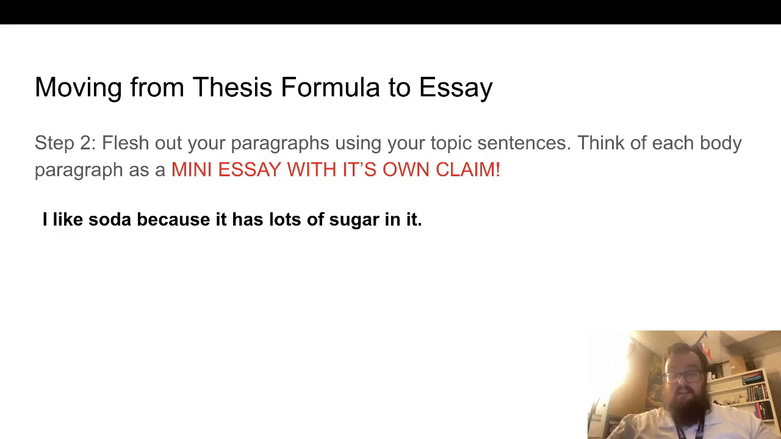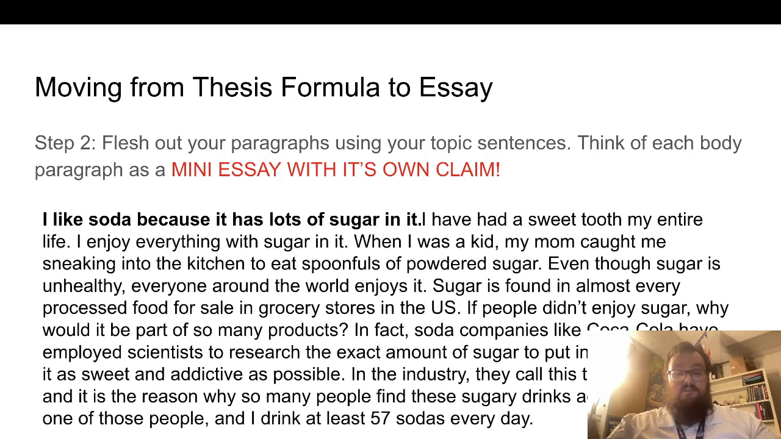Why I like soda? Because it has lots of sugar in it. I've had a sweet tooth my entire life. I enjoy everything with sugar in it. When I was a kid, my mom caught me sneaking into the kitchen to eat spoonfuls of powdered sugar. Even though sugar is unhealthy, everyone around the world enjoys it. Sugar is found in almost every processed food for sale in grocery stores in the US. If people don't enjoy sugar, why would it be part of so many products?